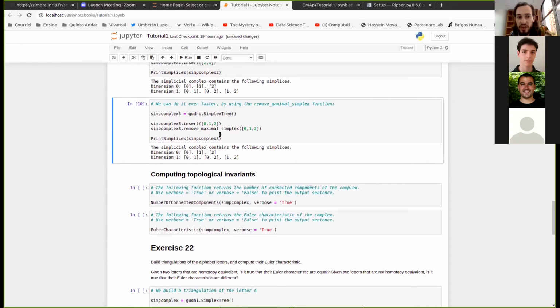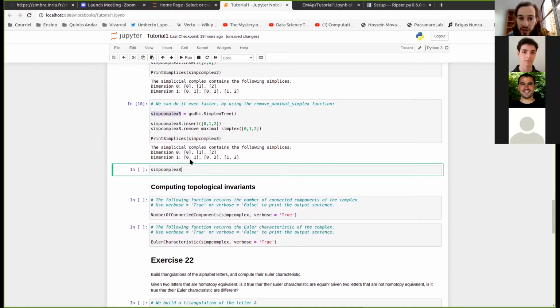Be careful with this function, remove maximal simplex. A maximal simplex is a simplex that is not a face of a larger simplex. If you try to remove a simplex that is not a maximal simplex, this would crash. For instance, here, if I want to remove the vertex 0 of my simplicial complex, this is not a maximal simplex because you have this edge 0, 1 that contains 0.